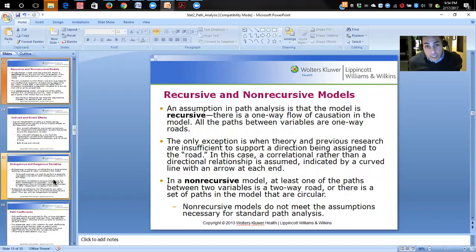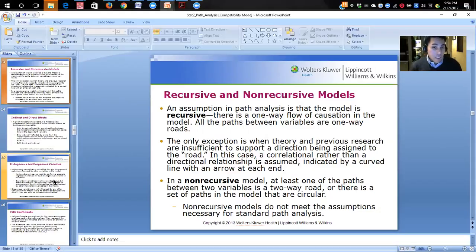So recursive and non-recursive models, as I mentioned earlier, it's quite ironic that here in the textbook, they call recursive a one-way flow of causation in the model. But when I look at the dictionary and the thesaurus, recursive actually means circular. But the word recursive here in statistics actually means non-circular, that it's only a one-way flow, and that it cannot go back to where it came from. And that's what recursive is.